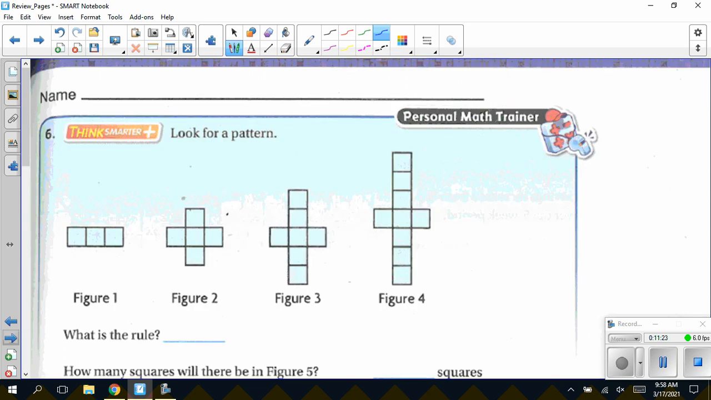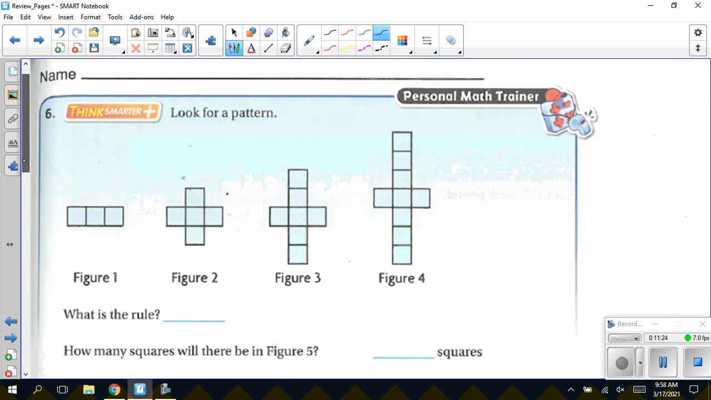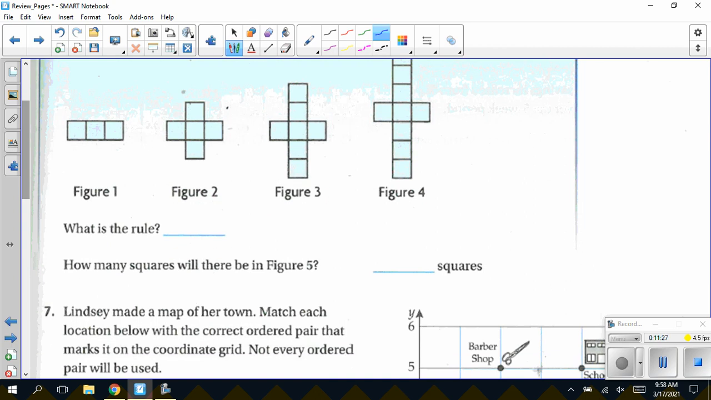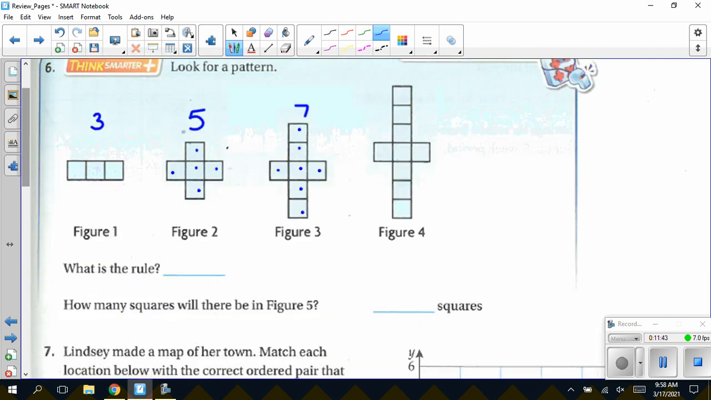For number 6, they want us to look for our pattern. Notice figure 1 has 3 squares. Figure 2 has 1, 2, 3, 4, 5. Figure 3, 1, 2, 3, 4, 5, 6, 7. And figure 4, we have 1, 2, 3, 4, 5, 6, 7, 8, 9.